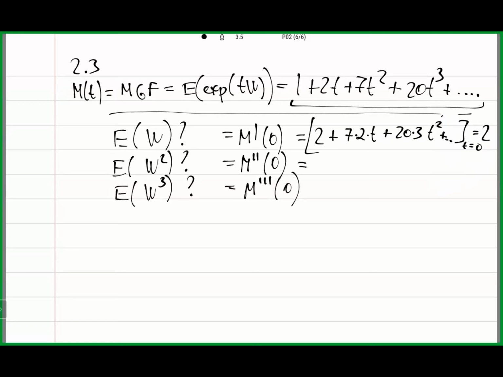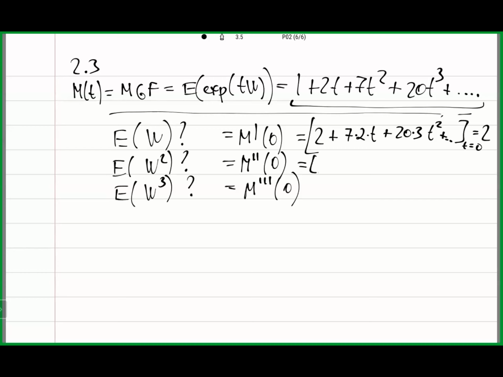So there are many ways to store information in a function. You may use Taylor expansion, you may use derivatives, but basically they are closely related.